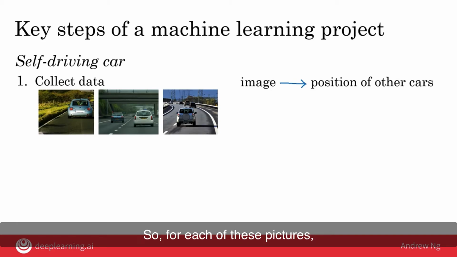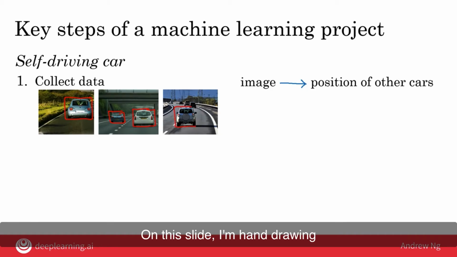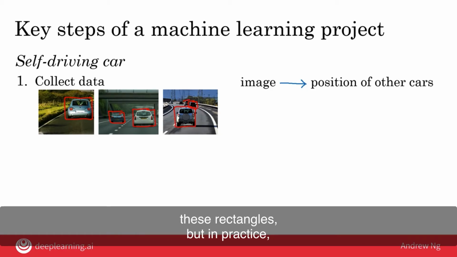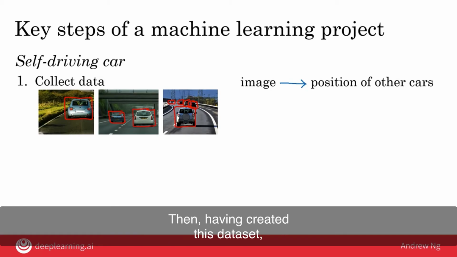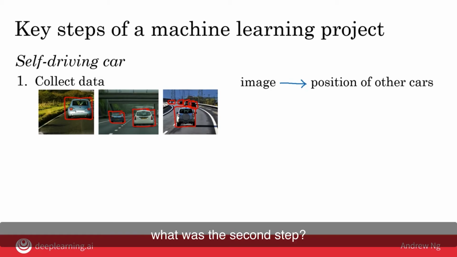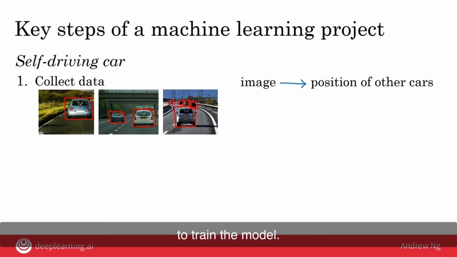And so for each of these pictures, you would draw a rectangle around the cars in the picture that you wanted to detect. And on this slide, I'm hand drawing these rectangles, but in practice, you would use some software that lets you draw perfect rectangles rather than these hand drawn ones. And then having created this data set, what was the second step? Hope you remember that the second step was to train the model.